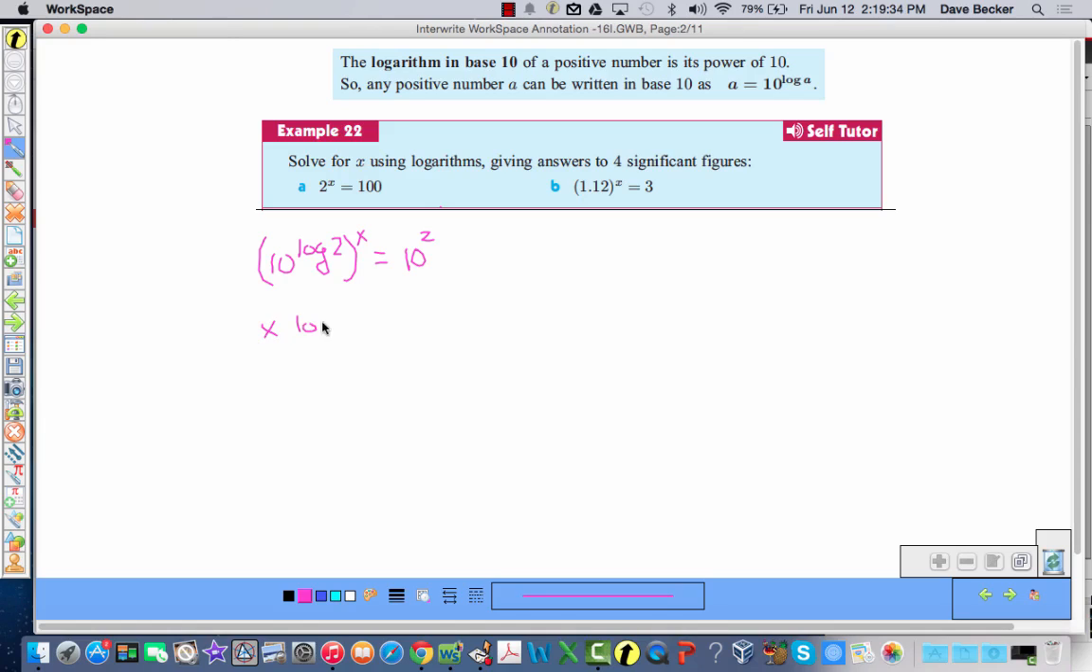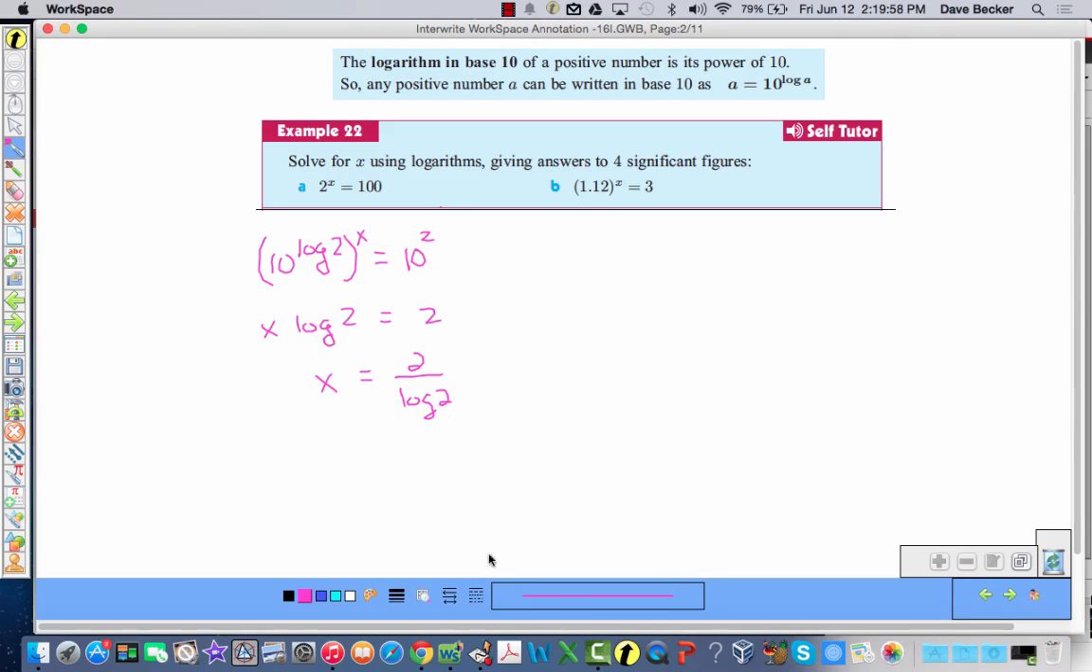Okay. And so I can say that x times log 2 is equal to 2, because that is equating my exponents. Now, how did I get this? Well, log 2 is an exponent raised to another exponent. We multiply them. So this is x multiplied by the log of 2. So x is equal to 2 divided by the log of 2.